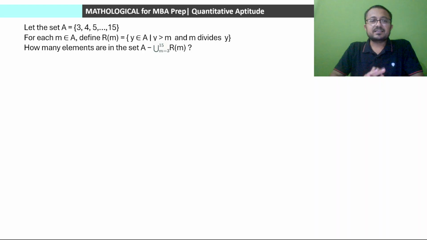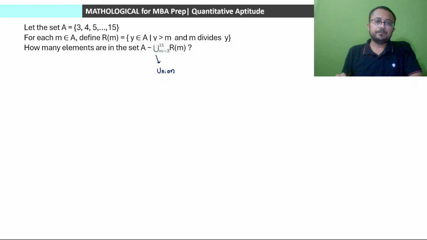Let there be a set A containing elements 3, 4, 5, 6 till 15, and for each m that is an element of A, we have to define a relation Rm equal to y being an element of A such that y is greater than m and m divides y. So how many elements are in the set A minus the union of Rm? Here the union implies union of all Rm.